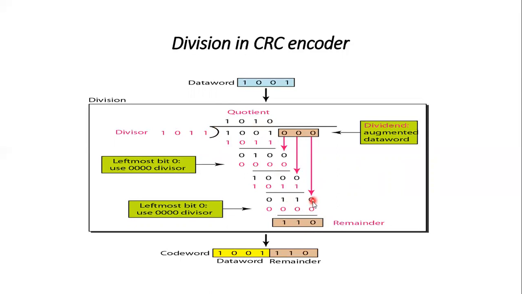Right. Then 0 0 is a 0, 1 0 is a 1, 1 0 is a 1. So this is the remainder. Right. Therefore this remainder is added with the data word. 1 0 0 1 is the data word and the remainder is 1 1 0. Now this becomes the code word. This code word is sent to the receiver. Okay.